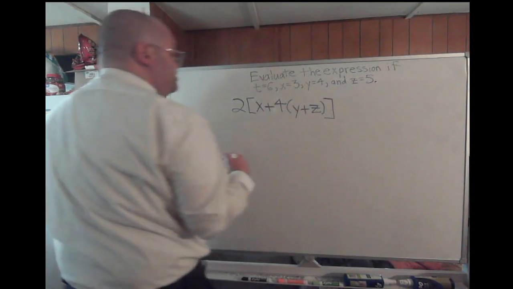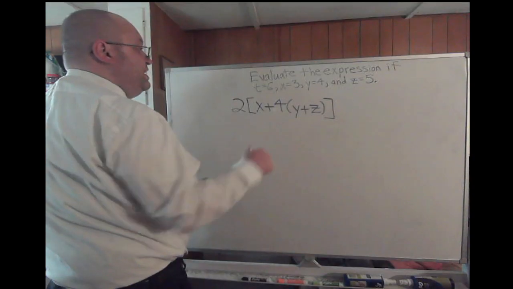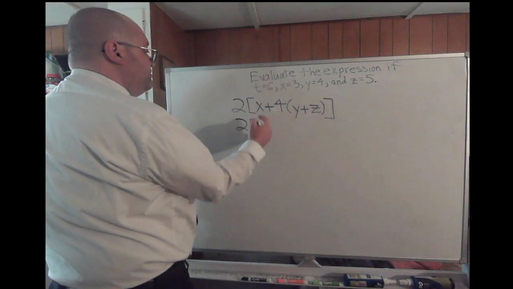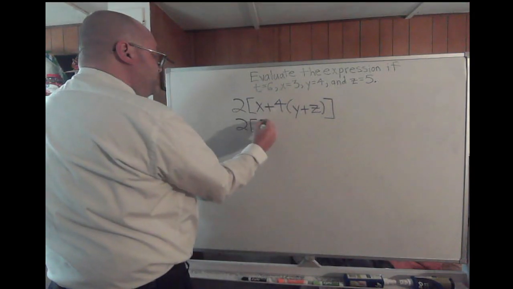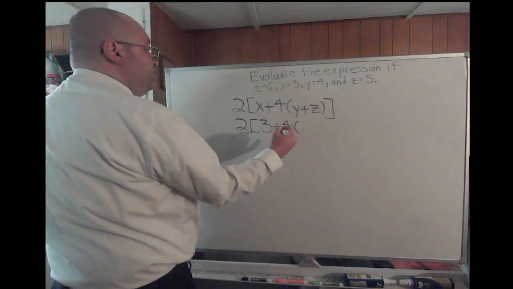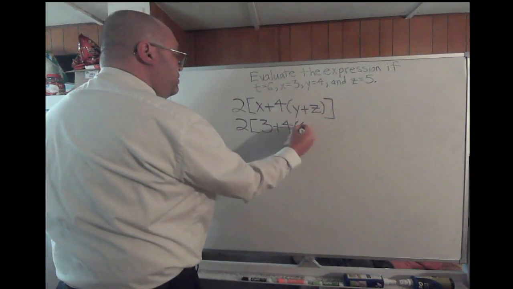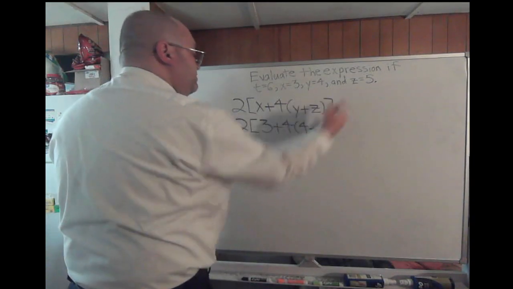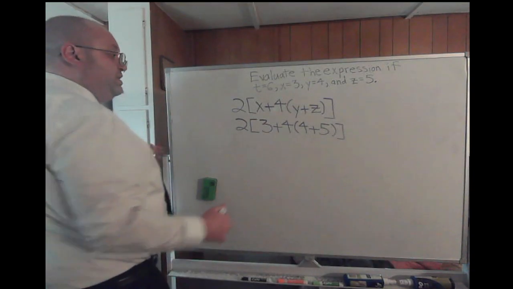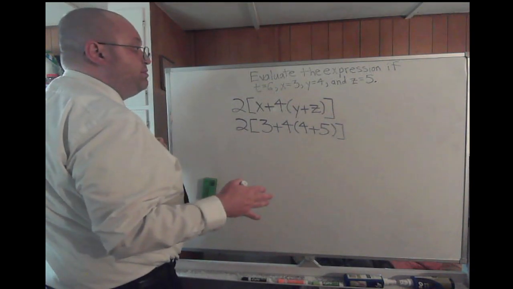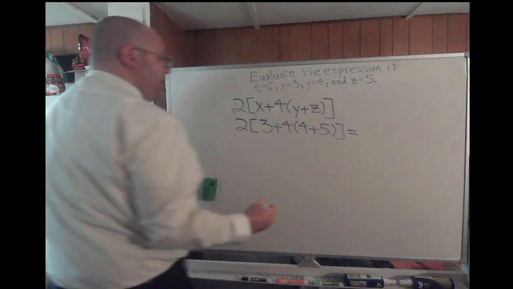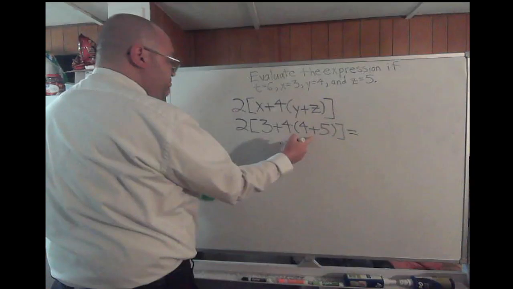Well, first thing you want to do, just start with putting in the values of your variables. You have 2 times the quantity of x is supposed to be 3, so you'll have 3 plus 4 times the quantity of y, which is 4, plus z, which is 5. Okay, now that we've established what the equation is going to look like when we put in the values of our variables, it's time we deal with the order of operations, which would require us to deal with the nested parentheses first.